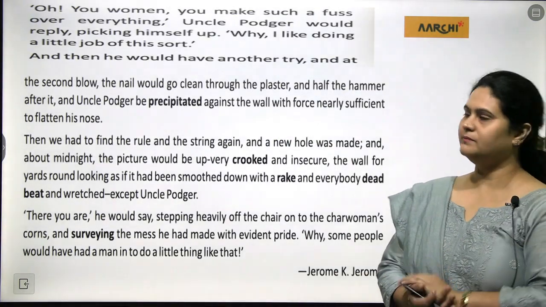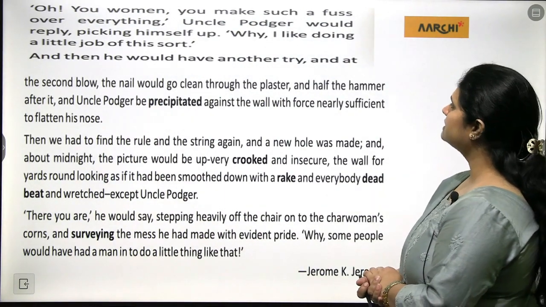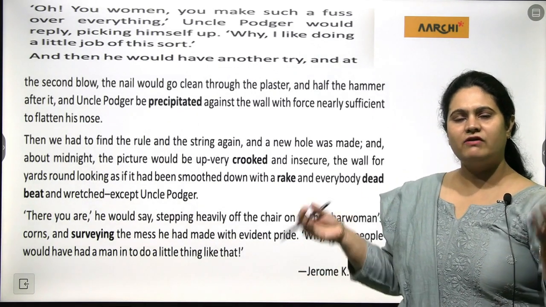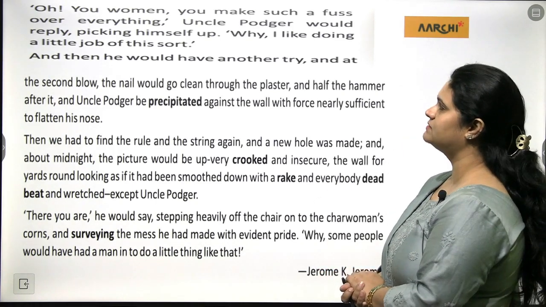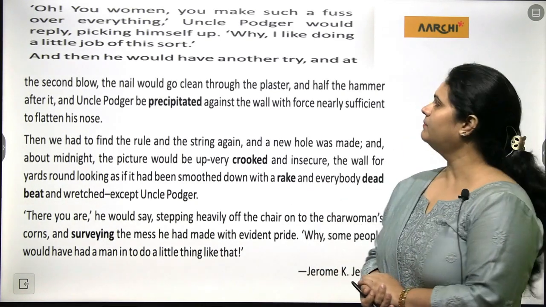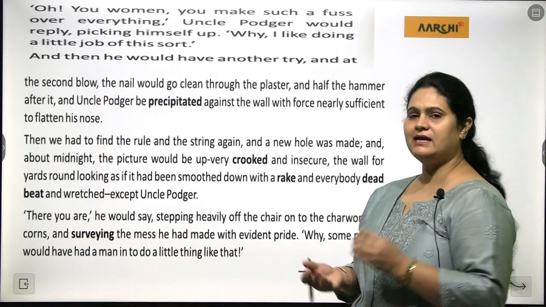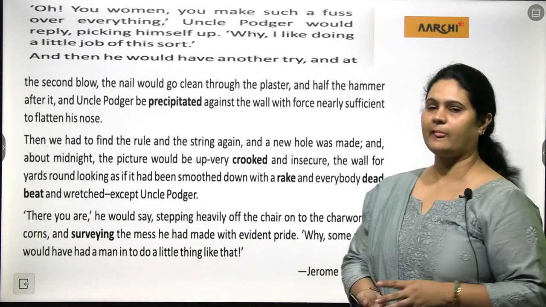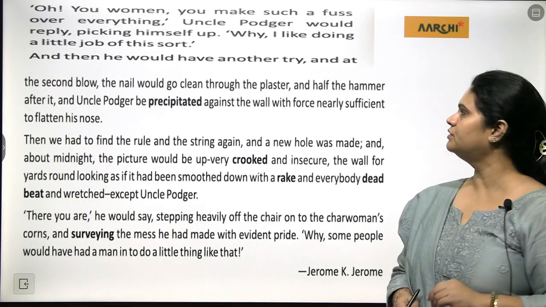Oh, you woman! What did Uncle say? Oh, you women! You make such a fuss over everything, you make so much fuss over small things, Podger would reply, picking himself up. Now he got up and said, why, I like doing a little job of this sort. I like doing such a job. And then he would have another try. Now he would again try driving that nail into the wall.